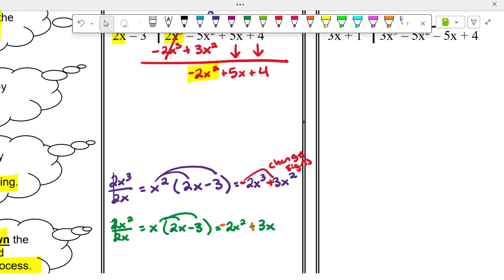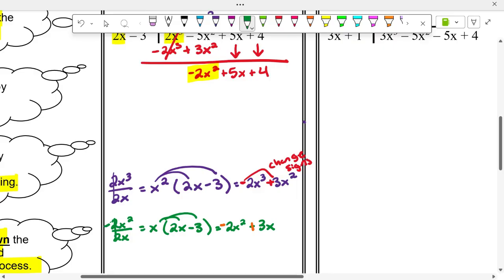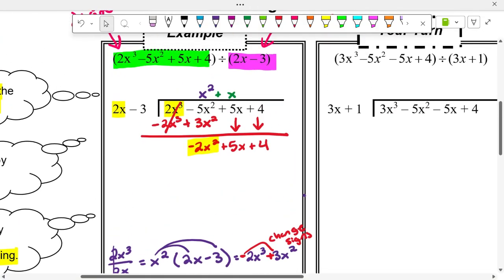Oh, I'm sorry. That should have been a negative. So this should have been a negative 2. So that would be negative x. I wrote it down wrong at the bottom. So it doesn't change much, just flips the signs. And then this up here, instead of a plus, is a negative.